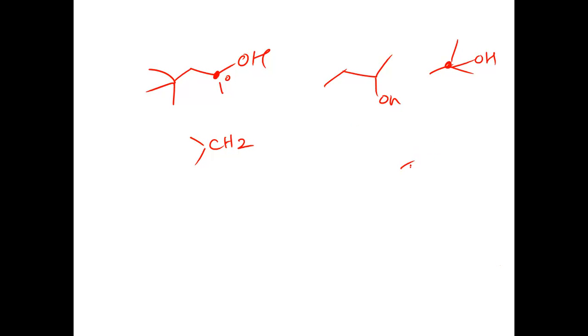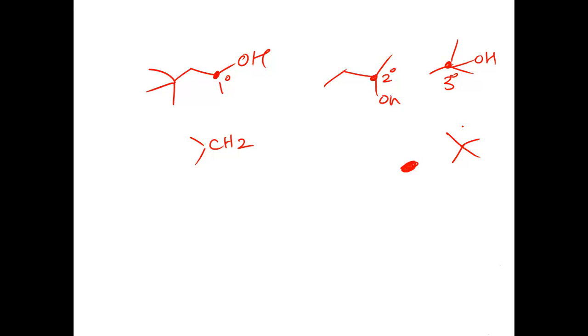And this is the secondary alcohol, because that's the secondary carbon. This is the tertiary alcohol, that's the tertiary carbon. Then we have quaternary alcohol. We cannot have a quaternary alcohol, because of the valence of a quaternary carbon.